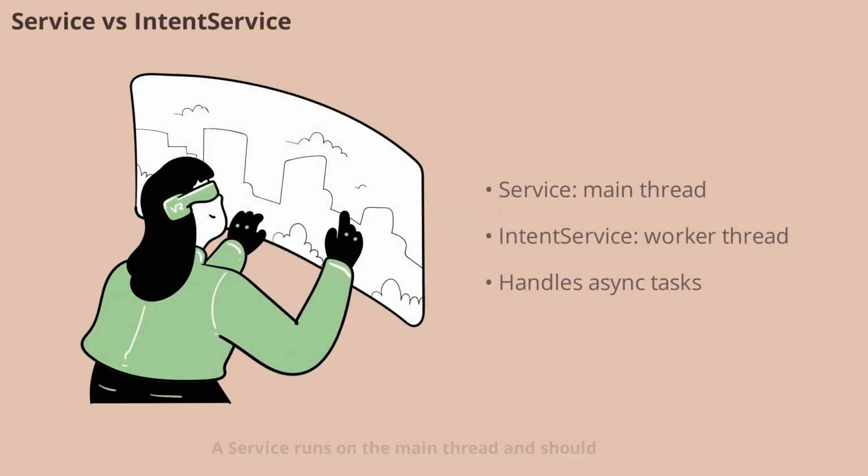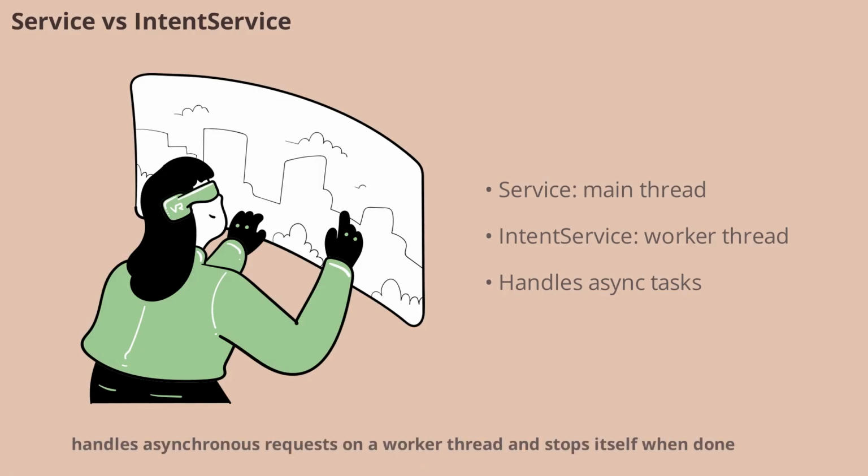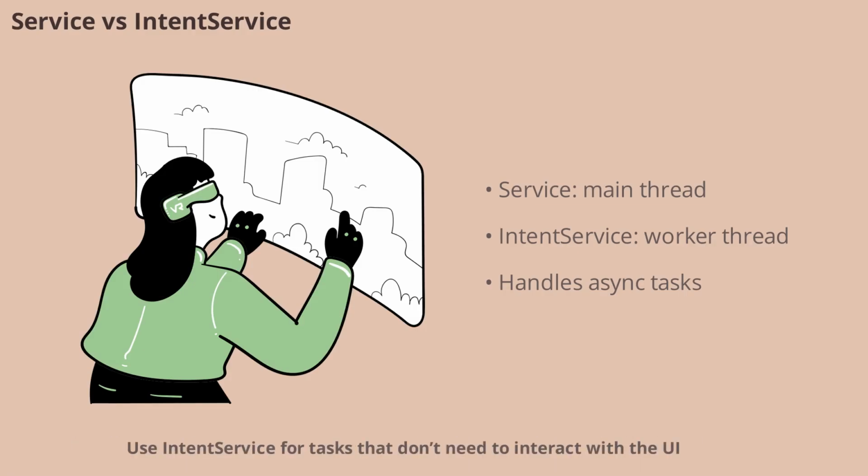A service runs on the main thread and should be used for short tasks or with additional threading. Intent service, on the other hand, handles asynchronous requests on a worker thread and stops itself when done. Use intent service for tasks that don't need to interact with the UI.